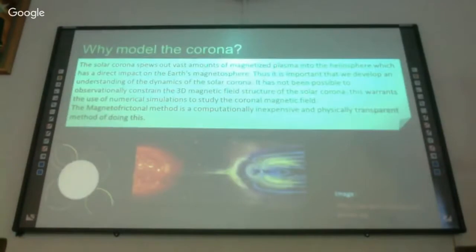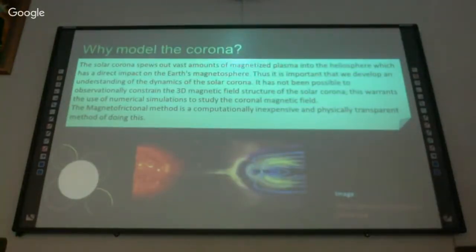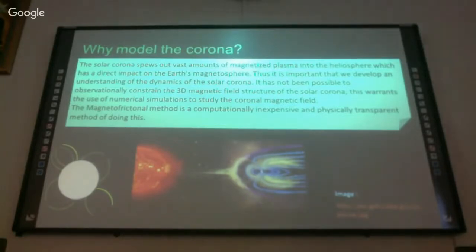So why do we need to model the corona? Some of you might know that the solar corona spews out vast amounts of magnetized plasma towards the Earth, and this in turn affects the magnetosphere of the Earth, which can affect the electrical substations and satellite systems that we have. So it is important that we develop an understanding of the dynamics of the solar corona so that we can predict the solar storms that are coming towards Earth. Now we do not have 3D observations of the corona. We do not have the 3D magnetic field observations of the corona. So which is why we are trying to use simulations to study the coronal magnetic field.